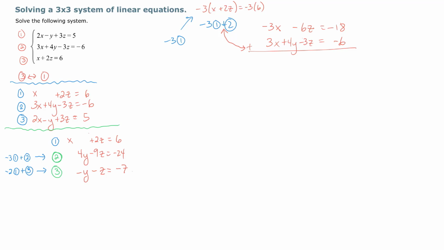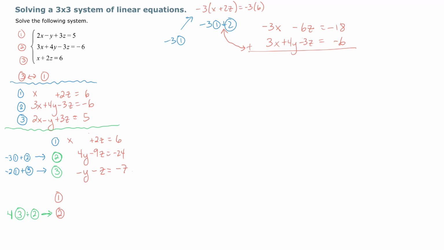All right. We're going to do one more thing here. We're going to do 4 times equation 3, and then add it to equation 2. And then we'll store it in the second row. So we call it 2.